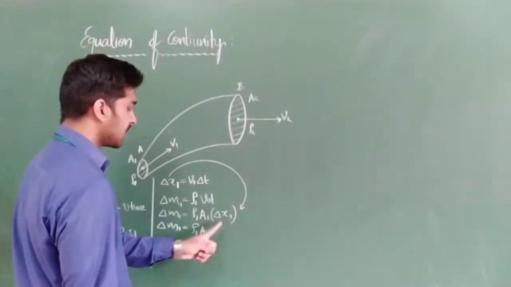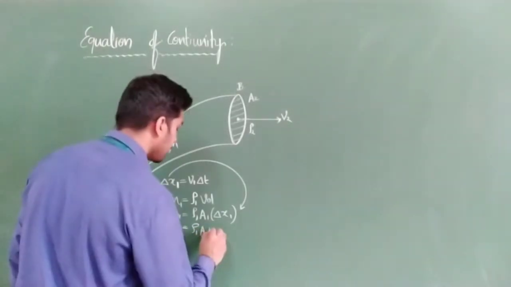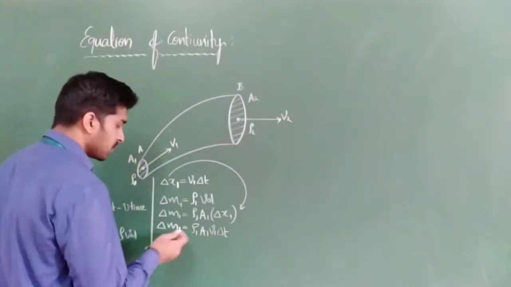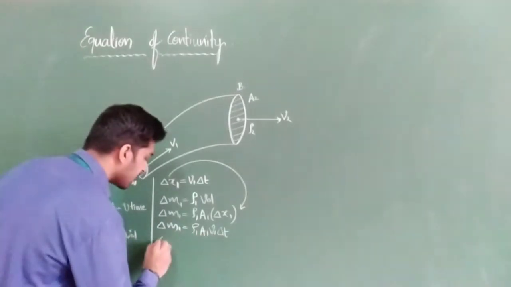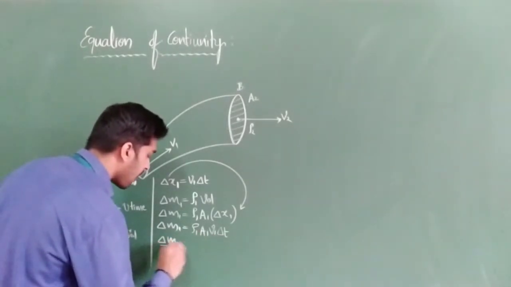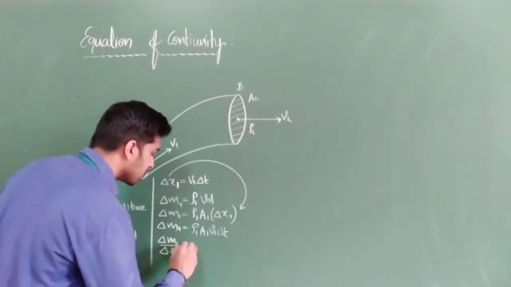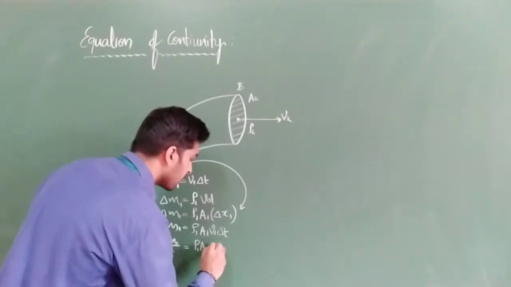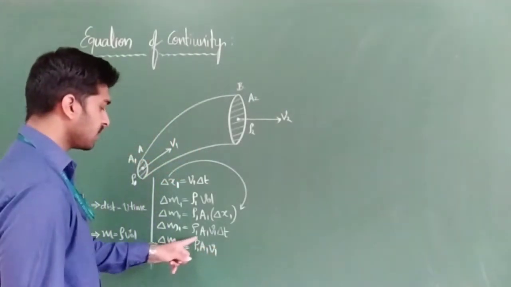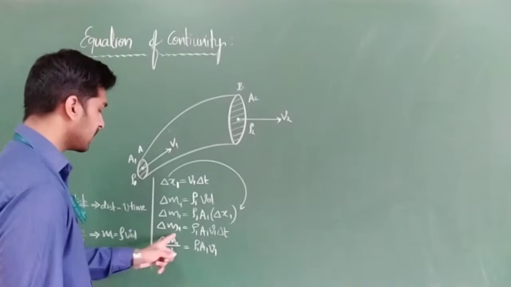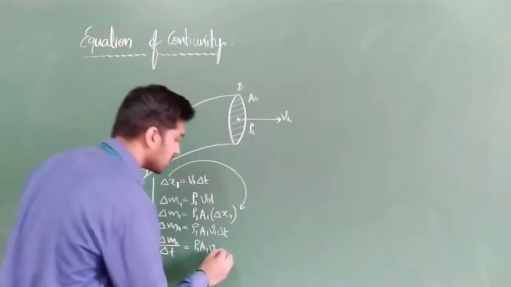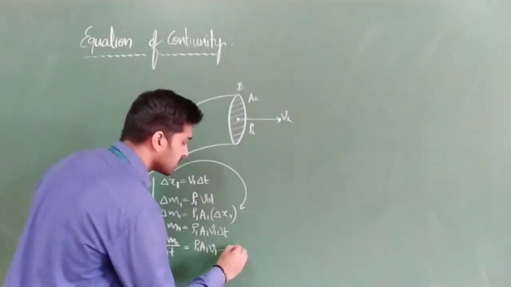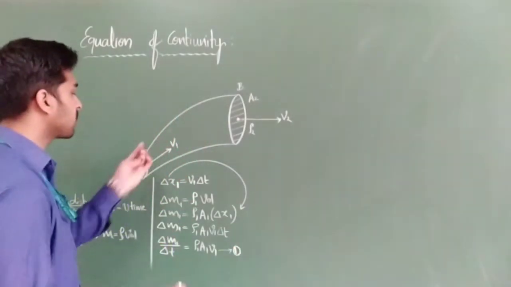delta x1, which is nothing but V1 into delta t. Correct? So I will take this delta t to my left hand side. What I will get: delta m1 by delta t is equal to rho 1 A1 into V1. Let us call this equation number 1. All these values we have calculated for this end.